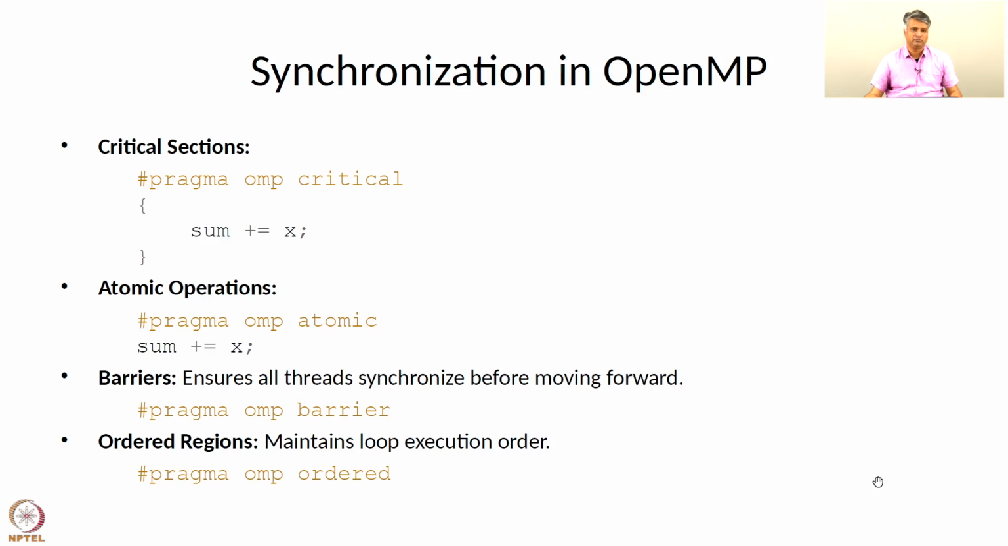The atomic function basically applies to the next line of code. Here, sum is again being updated atomically, only one thread at a time. In the critical section, you could add multiple lines of code, whereas an atomic operation is just for that next line.